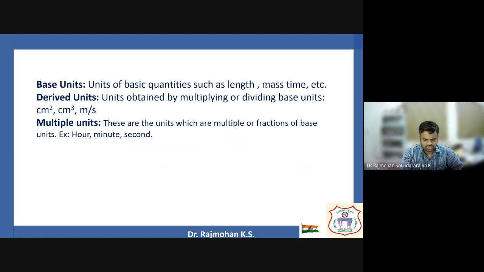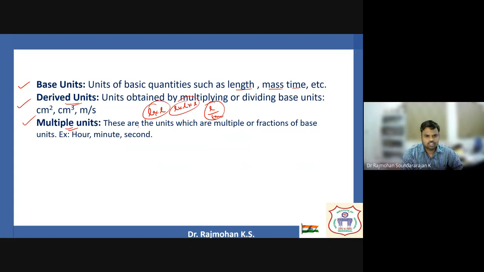Okay, so as I said earlier, these units can be either base units, derived units or multiple units. Base units are the fundamental units such as length, mass, time, etc. Whereas a derived unit is obtained by multiplying or dividing these base units. For example, velocity is meter per second, area is centimeter square, volume is centimeter cube. So that is length into length, length into length into length, length by time. Like that we are getting different derived units.